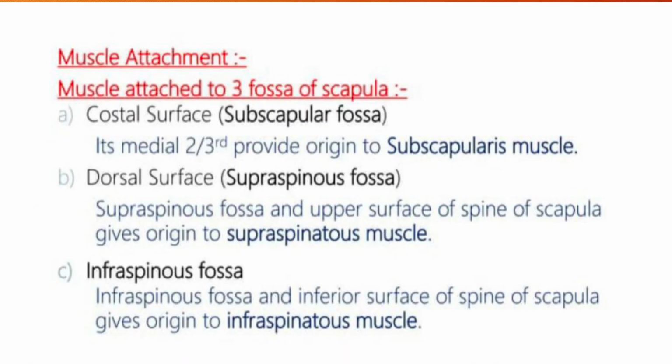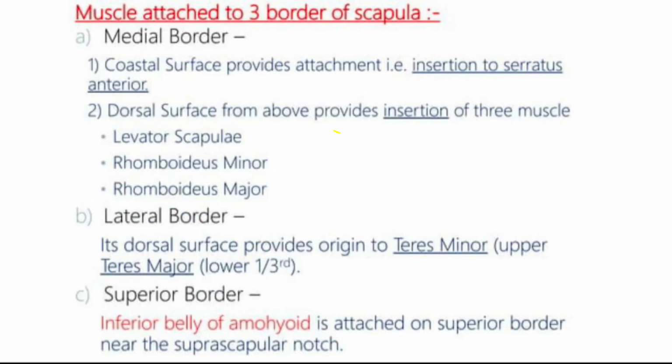Muscle attachments. Muscles attached to the three fossae of the scapula. On the costal surface, the subscapular fossa provides origin to the subscapularis muscle. Supraspinatus muscle originates from the medial two thirds of the supraspinous fossa on the dorsal surface. Infraspinatus muscle arises from the medial two thirds of the infraspinous fossa dorsally.